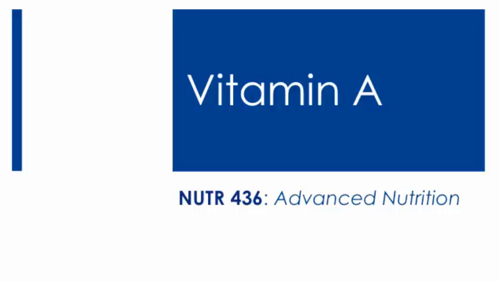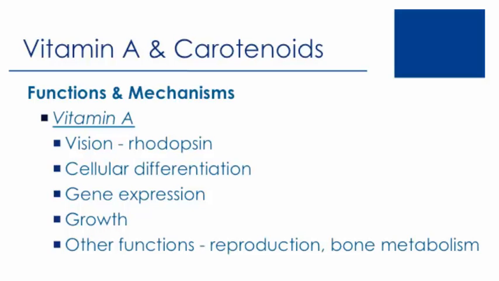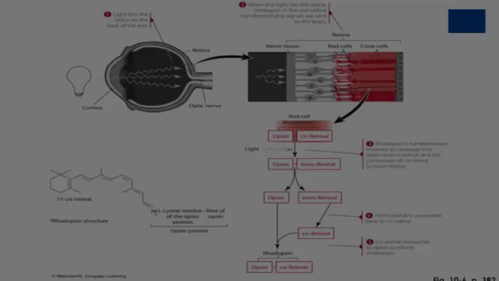We will now further discuss the functions and mechanisms of vitamin A, as well as the RDA and deficiency symptoms. We can see here the number of roles that vitamin A plays in the body. So we see that it's involved in vision, especially in the dark, cellular differentiation, gene expression, growth, other functions involving reproduction and bone metabolism, and we'll also see vitamin A and its antioxidant role.